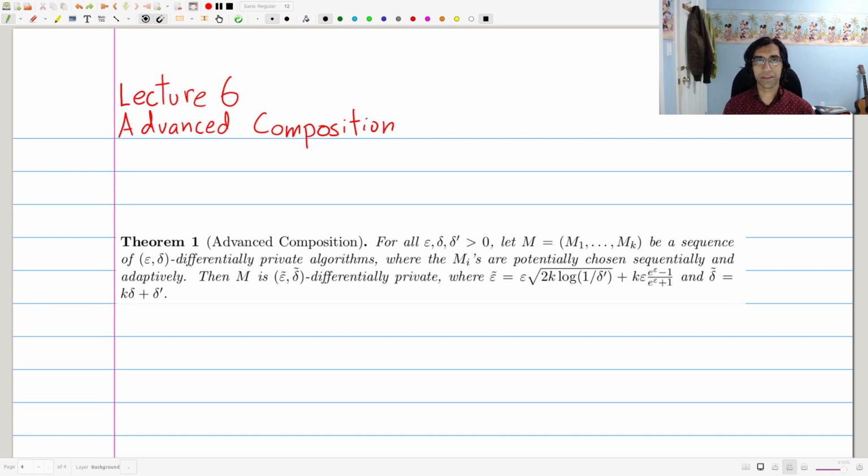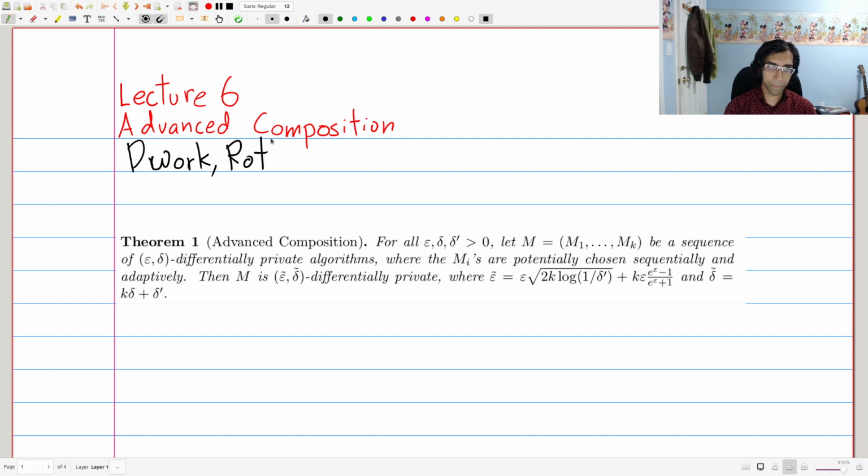Welcome to Lecture 6. Today we're going to talk about advanced composition. Advanced composition is a celebrated result initially proven by Dwork, Rothblum, and Vadhan in a paper in 2010.